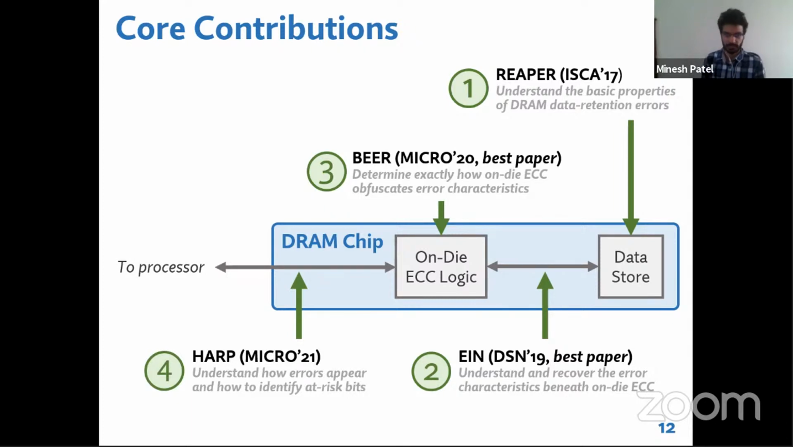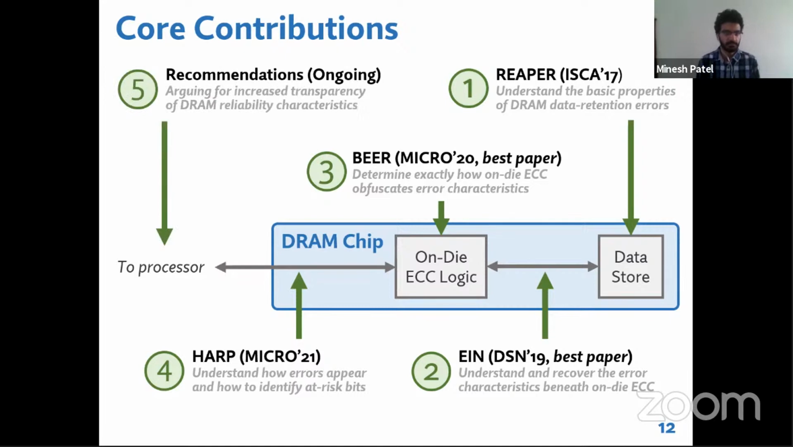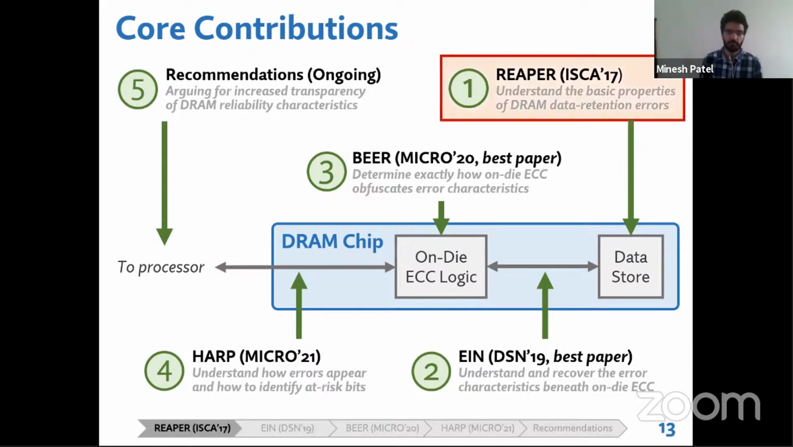This work develops a technique to efficiently identify those bits that are at risk of error, even though on-die ECC complicates this process. And our final contribution is a set of recommendations that we have based on the work that we've done throughout the other contributions. This work targets the interface between the processor and the memory and argues that transparency of reliability characteristics is essential for consumers to understand and adapt commodity DRAM chips to the needs of their particular systems. So I'll start by discussing our first contribution, Reaper, in more detail.